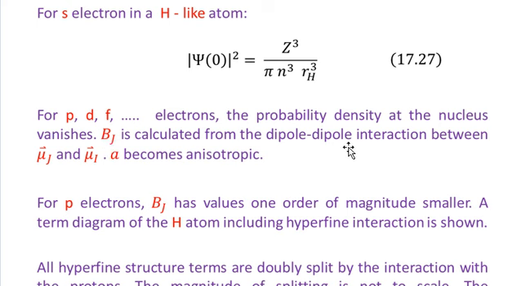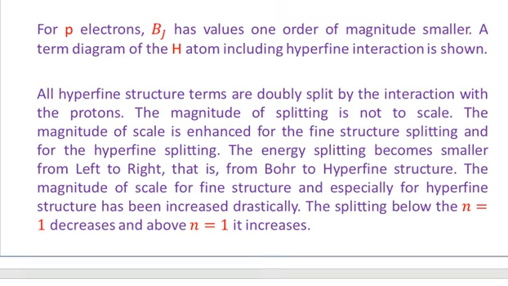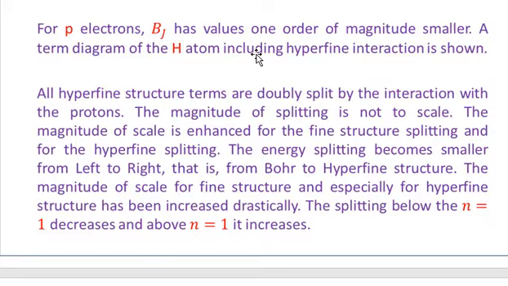B_j is calculated from the dipole-dipole interaction between mu_j and mu_I, and A becomes anisotropic. That is, the value of A may not be the same in all directions. For p electrons, B_j has a value one order of magnitude smaller compared with the s electron. So the value of the magnetic field B_j is reduced when we are talking about the p electron, and the reduction is one order of magnitude.